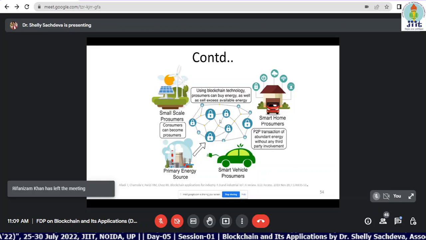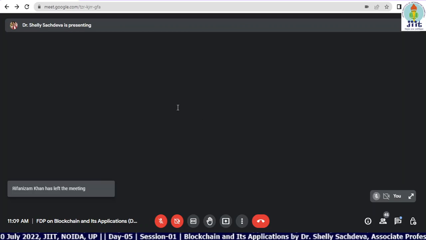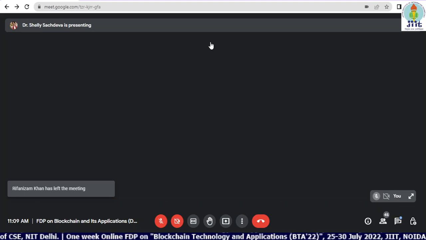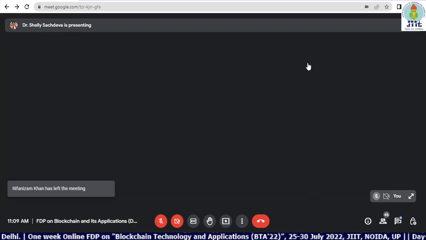And then the primary energy source is here, right? The primary energy source is there, and this is on a peer-to-peer network, right? And then it makes use of industrial IoT and other things. So then we may have a smart home prosumer, and we have a smart vehicle prosumer also. So this peer-to-peer transaction of the abundant energy gained from the primary energy source, without any third-party involvement, can be transmitted to the home prosumer as well as the smart vehicle prosumer, and they can also be consumers. So the third party is basically eliminated in this part, with direct interaction between the source where it was generated and the person consuming.